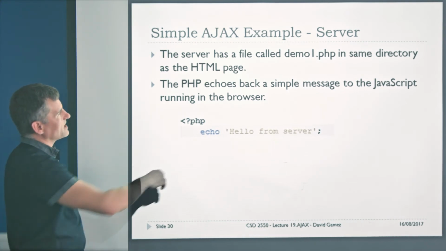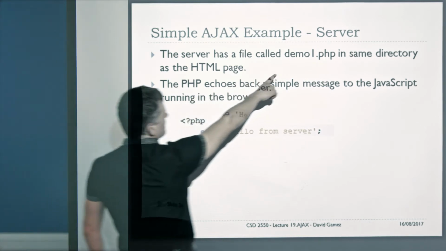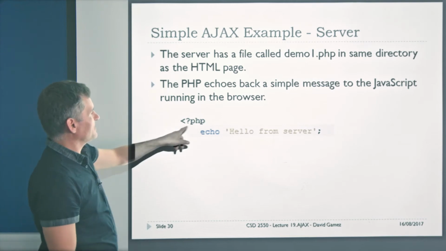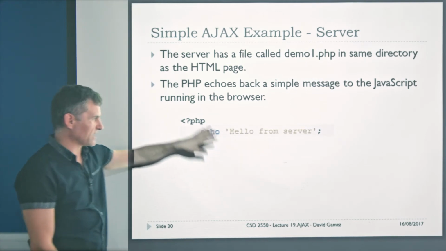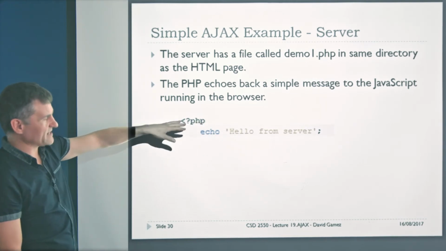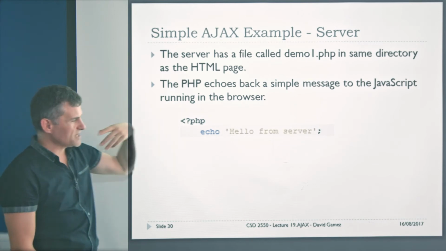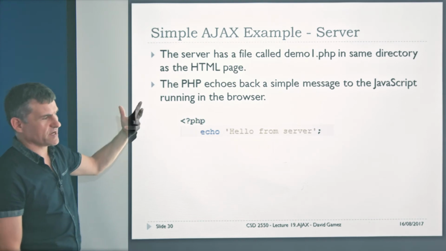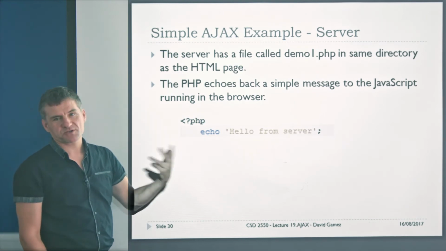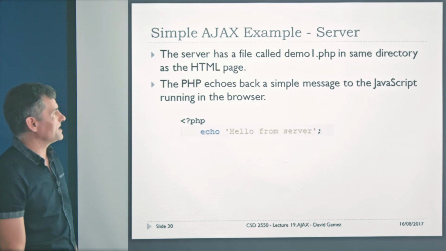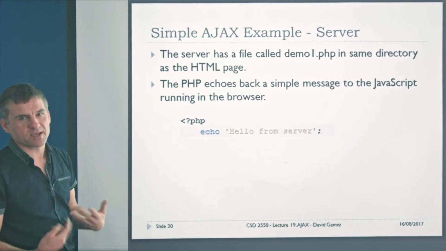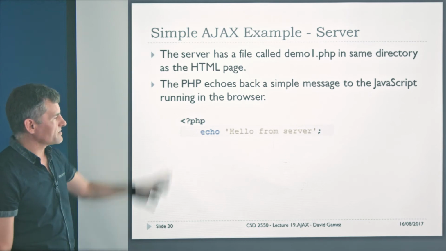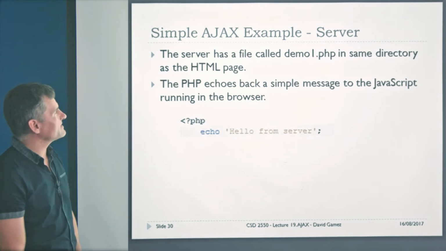So in the simple Ajax example, I've got a file called demo1.php in the same directory as the HTML page. And all this PHP is doing is echoing hello from server. Now, if you need to revisit PHP, there's going to be a lot of it in the next couple of lectures. So if you've forgotten what PHP is, go back and rewatch one of the earlier lectures that introduces you to PHP, because I'm not going to go over how PHP works again here. That's all covered in the earlier lecture. So we've got some PHP that's echoing back hello from server.